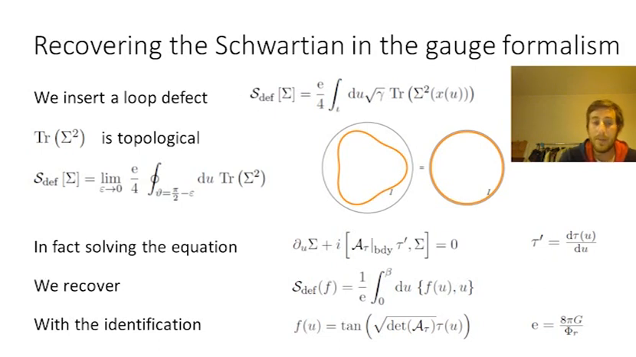And then to prove that this is actually equivalent to this version, one can solve the equations of motion for the dilaton, which is the covariant derivative of sigma equal to 0. And the gauge connection in this equation is just the pullback of the connection on the boundary on the defect in terms of this reparametrization mode tau prime. And by plugging the solution back in the potential term, one shows that we actually recover the Schwarzian theory.